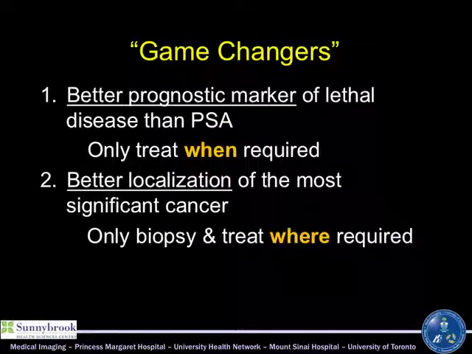So what are the game changers? We need a better prognostic marker of lethal disease than PSA. This doesn't necessarily have to be imaging, but in terms of thinking about imaging, it would be really important if we could predict Gleason grade. It's not just about finding the cancer, it's about finding the high grade or the lethal cancer. And we need better localization. And if we can achieve both of these with an imaging technique, then I think we're on the right path.